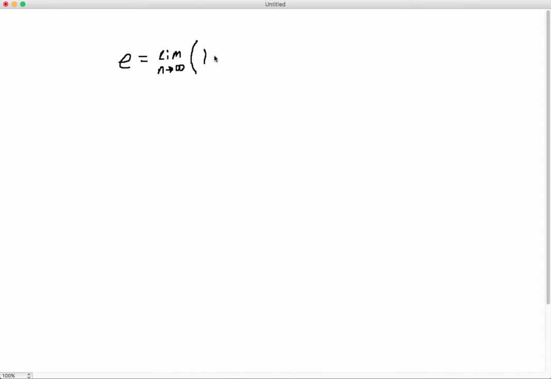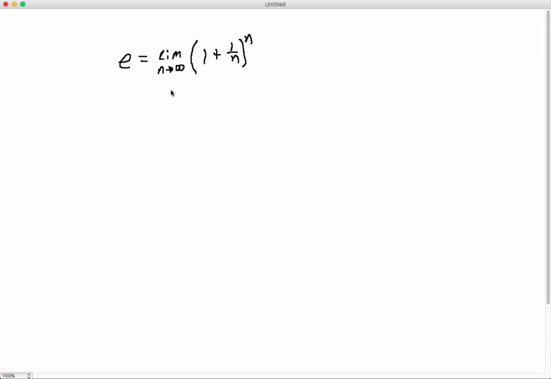There are several definitions, but this is one of the most common ones. One definition for this number is that e is equal to the limit as n goes to infinity of 1 plus 1 over n, raised to the nth power. So let's dissect that a little bit and see if we can figure out what that means.